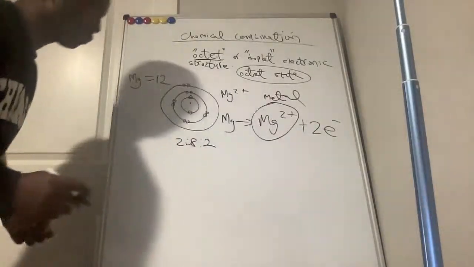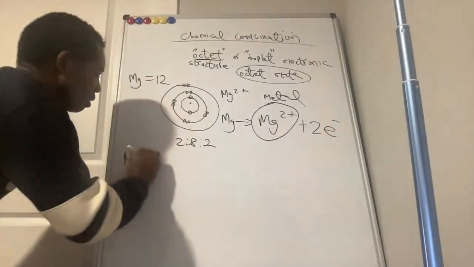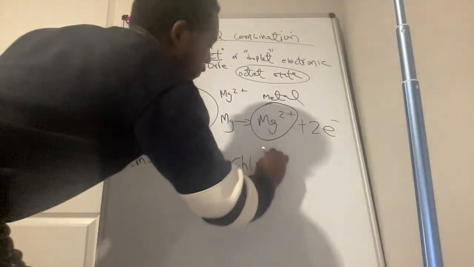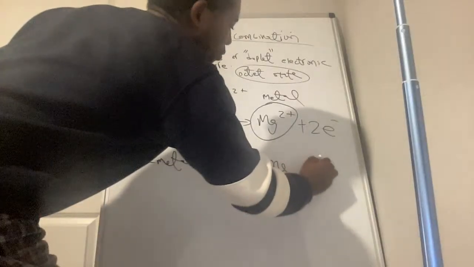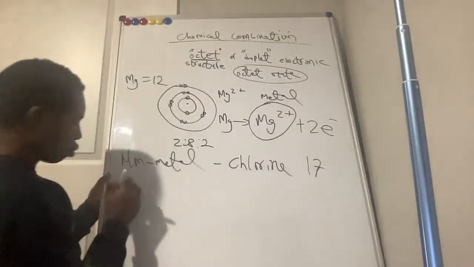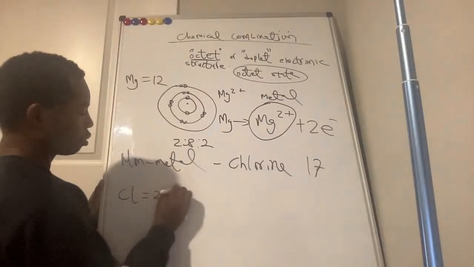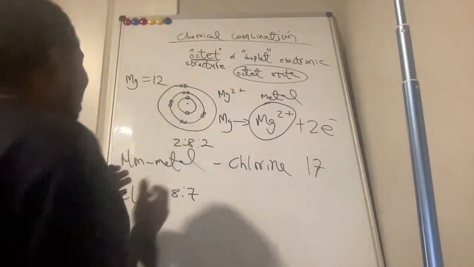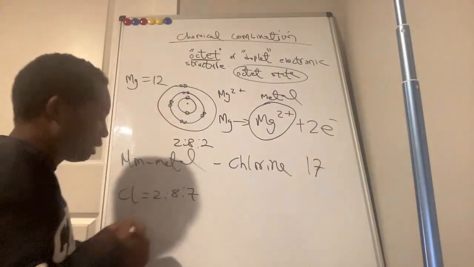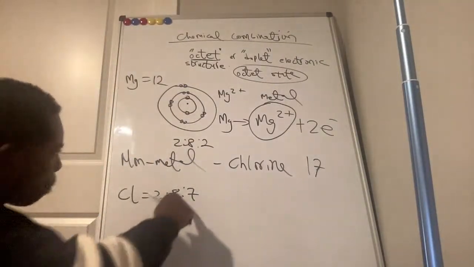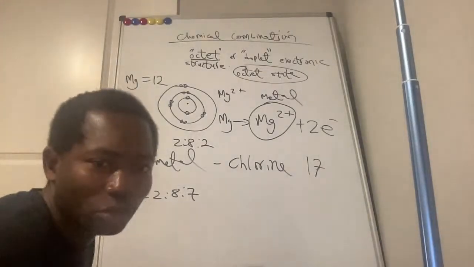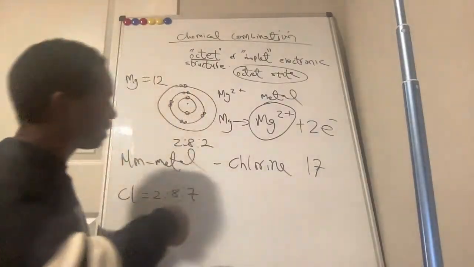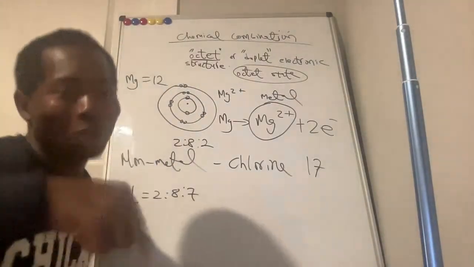Let's take an example of a non-metal, e.g. chlorine. Of course, you know the atomic number of chlorine is 17, right? So chlorine is 2.8.7. Chlorine will say, wow, I want my outer shell to be exactly 8. But what is happening? I have 7. I just need 1 to make it exactly 8 electrons. That is what chlorine will say.